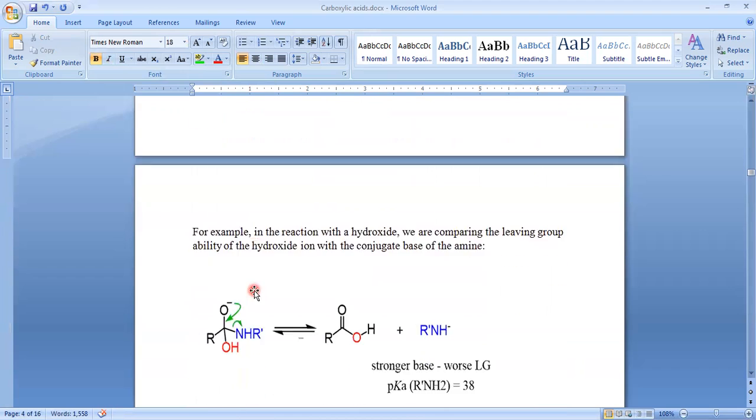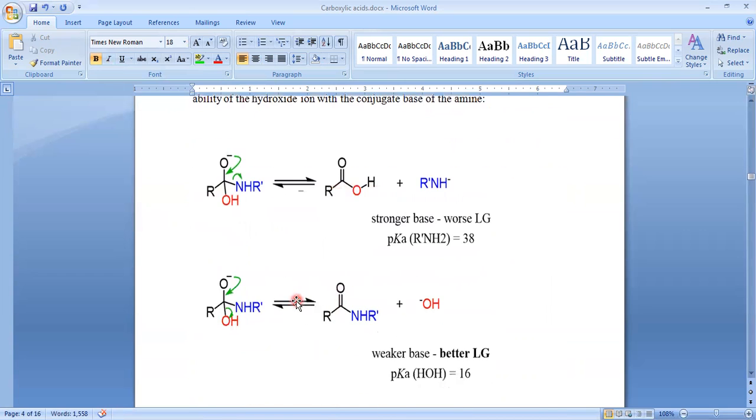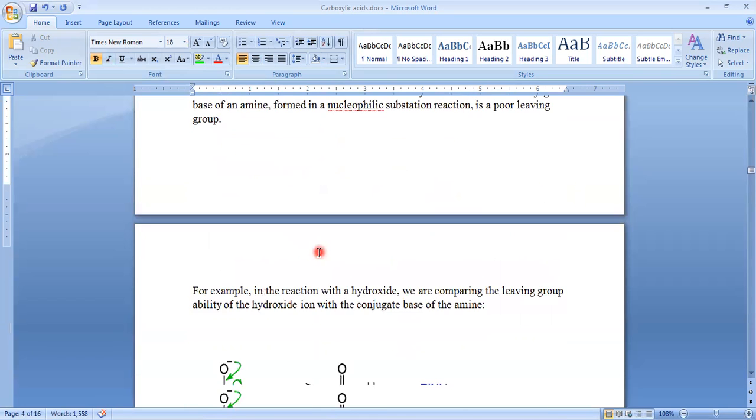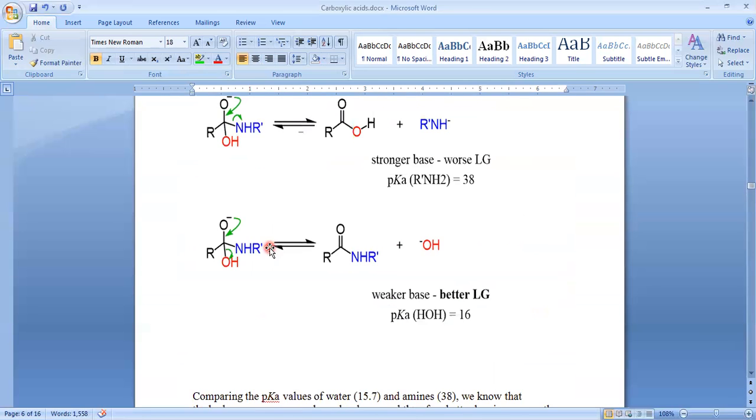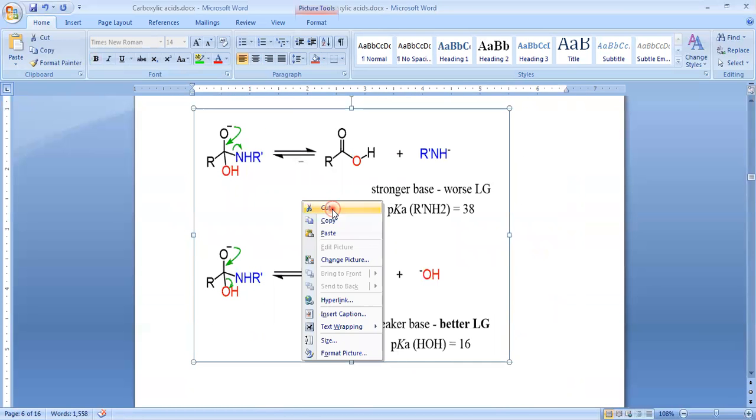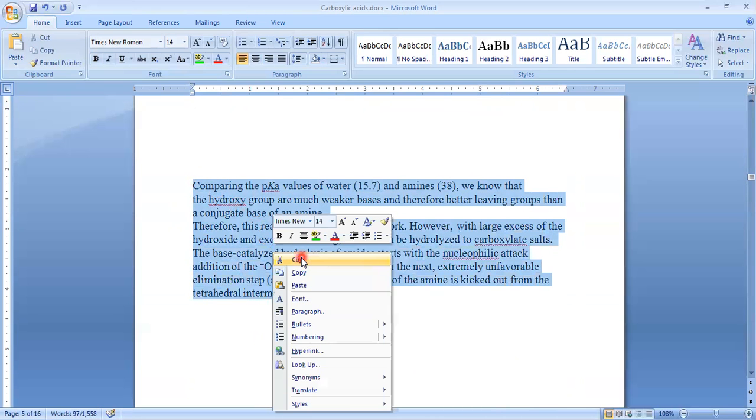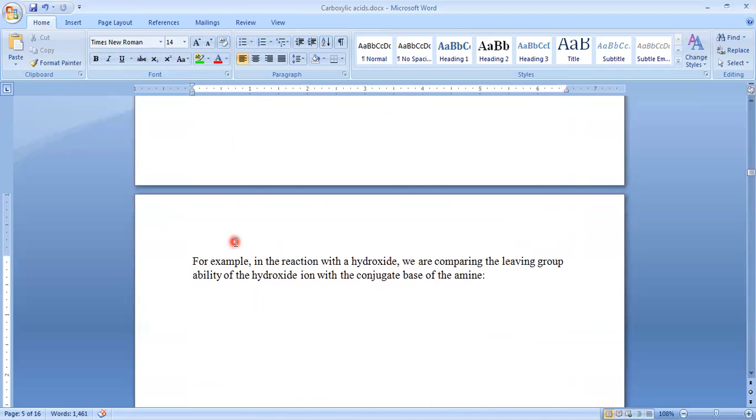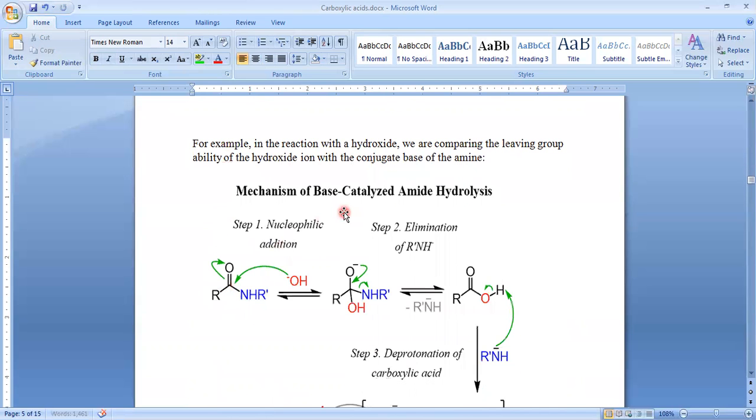So let's see the mechanism of how we can do it. Actually, one step is missing, I think. Okay, let's see the mechanism. Okay, this is the mechanism of amides.